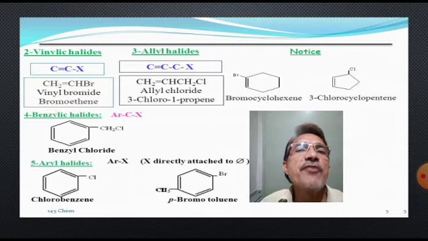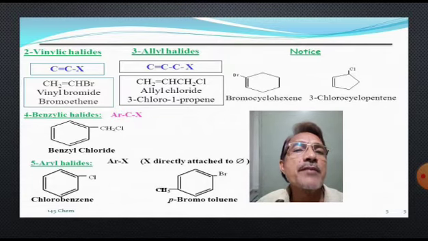Next, number 4, benzylic halides. In benzylic halides, the halogen atom is bonded to a benzylic carbon. So, example, benzyl chloride. In benzyl chloride, the Cl atom is bonded to the benzyl carbon.